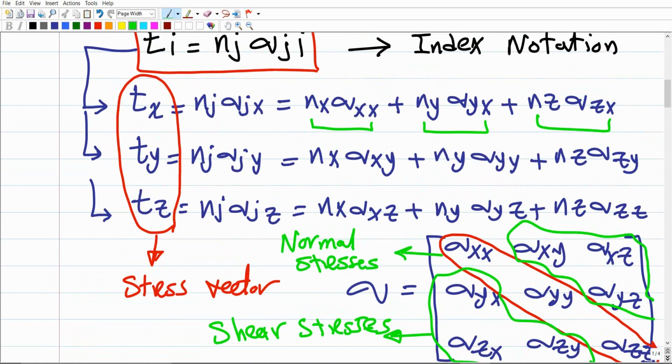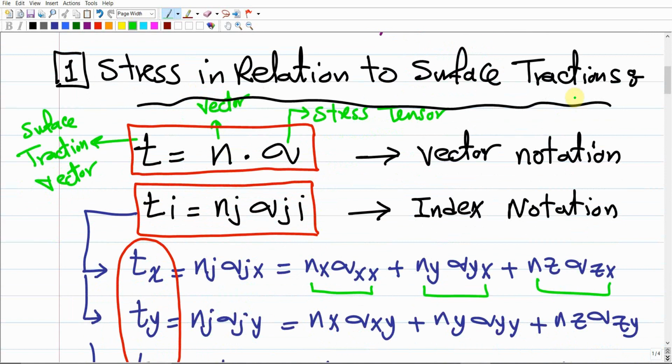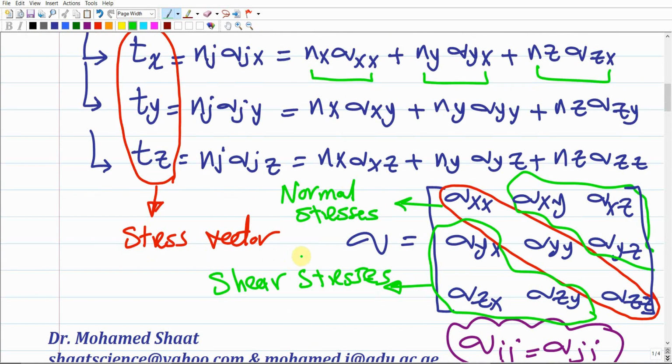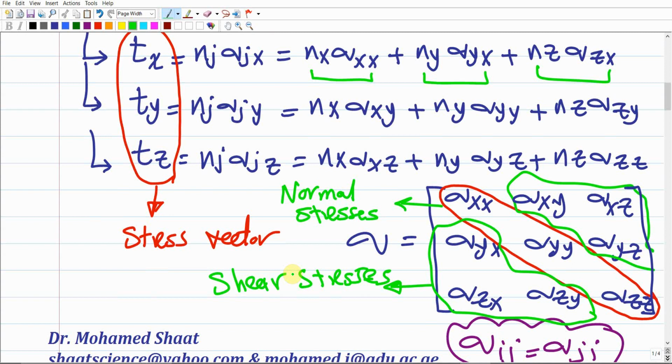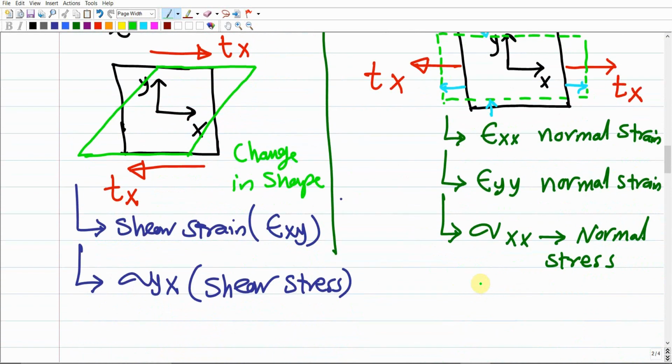Make sense? So from this part here, we studied the relation of the stress in relation to the surface traction, and we said that this surface traction could be called a stress vector, and these are the equations. These are the different components of the stress vector in terms of the stress tensor, right? And when we investigated these forces and how they would affect the continuum, we ended up being able to understand what it means normal stress and what it means shear stress.